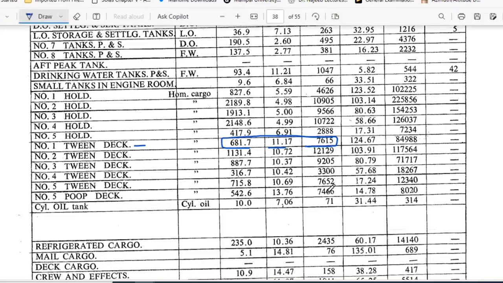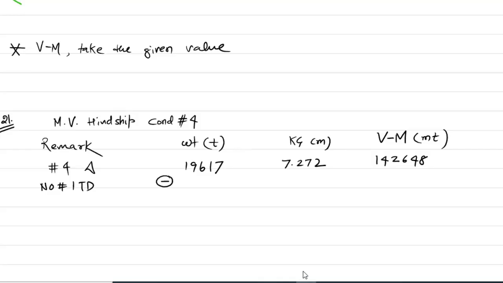So we'll write it down. 681.7, KG 11.17. और vertical moment क्या करेंगे? Take from the table. Minus 7615. Clear enough? Now he's seeing this is the lengthy problem, nothing else. Nowadays, if you have a ship, all the softwares do it.